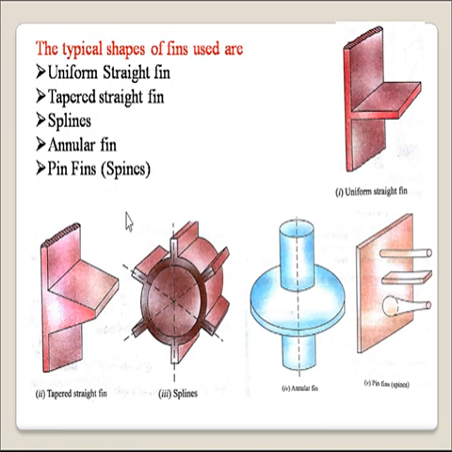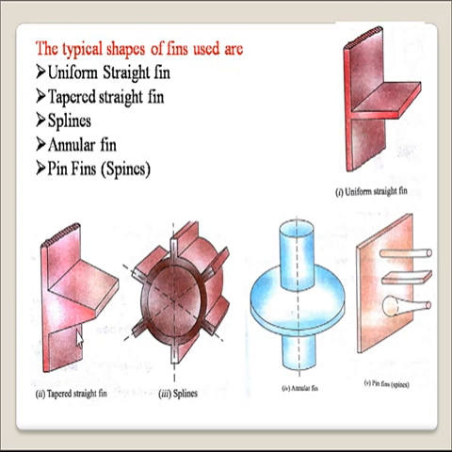On this slide, we have some typical shapes of fins. First is the uniform straight fin. This is the base area over which this rectangular fin is attached, having this length, then the width, and this is the thickness of fin, and the area to which this fin is attached is called the base area, and it is assumed that base area is having temperature equal to the other area of the base surface.